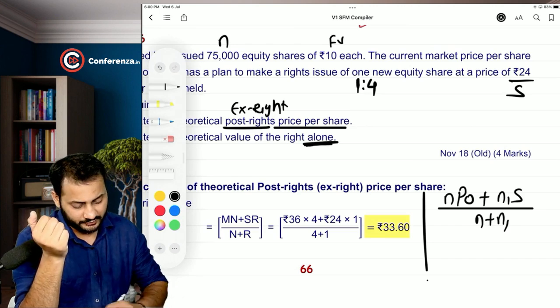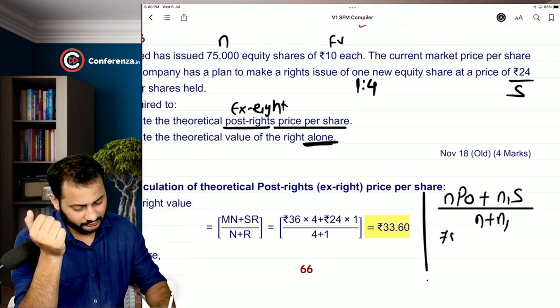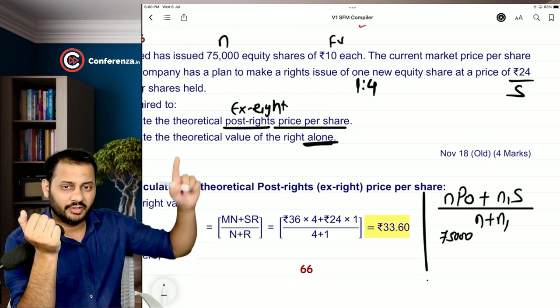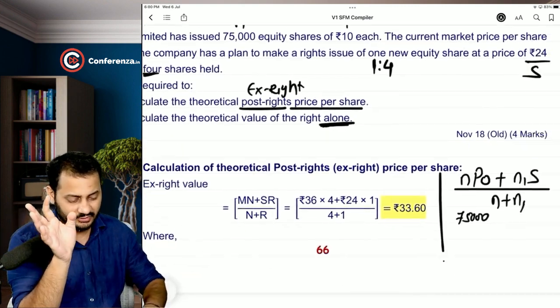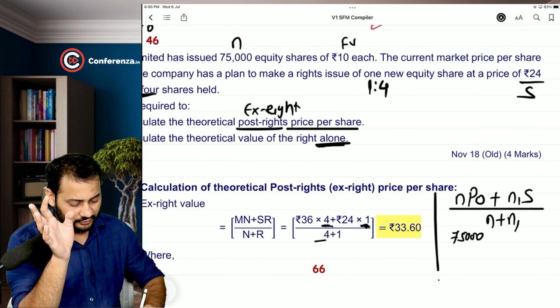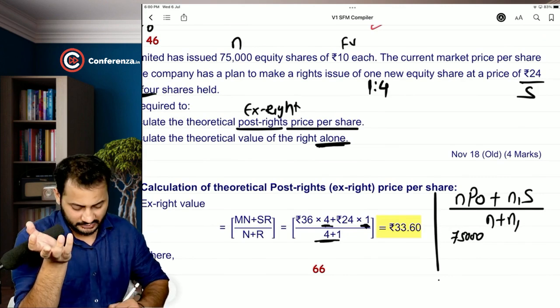So the number of shares were 75,000 earlier. You can do it in the total also, and you can do it in the 1:4 ratio. It will be one and the same thing. See, they have done it in the 1:4 ratio. It gives you the same answer. So let's do it.